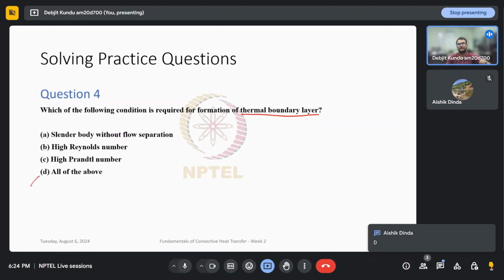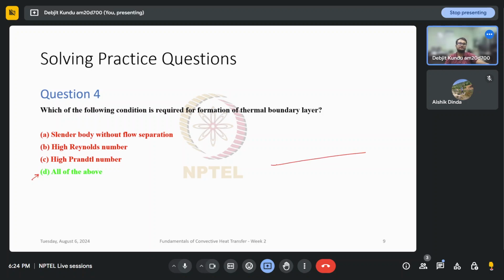Okay, so we have a quick response in favor of option D. Let's have a look at the solution. It is indeed option D, all of the above. So why is that? First of all, I need a slender body without flow separation so that the flow stays nicely attached to the body. Now in case I had a body like this, let's say a bluff body, if flow is coming in, the flow would separate out like this, and we won't get a nice boundary layer.